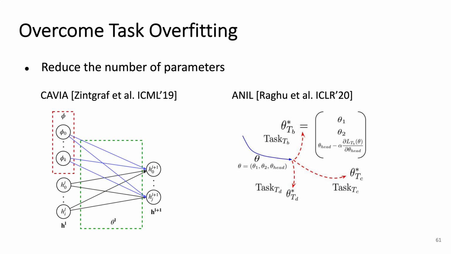Another, more powerful way is to just update the last layer, the head layer. This work was published in ICLR 20. We only do the adaptation in the last layer because usually in deep learning, the low level layers for the universal representations do not need to be changed, because they have some universal representation and can learn some invariant representations. Thus, we only change the last layer, the head layer representation, and do the adaptation on the head layer. So these are two ways to overcome the task overfitting by reducing the number of parameters.